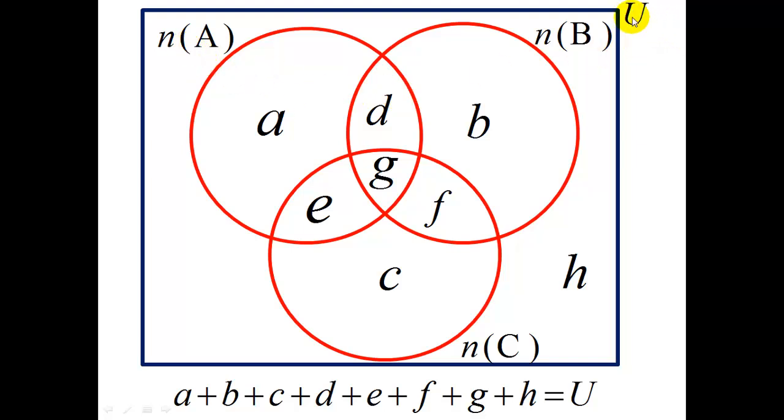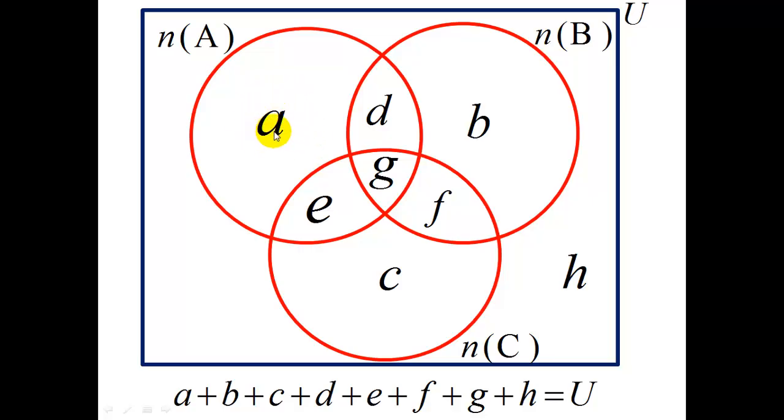U is the universal set, that's the number of students in the school. Number of A, that's the number of Agric students. Number of B, number of biology students. Number of C, number of chemistry students. Now we have regions A, B, C, D, E, F, G, and H. We have 8 regions.